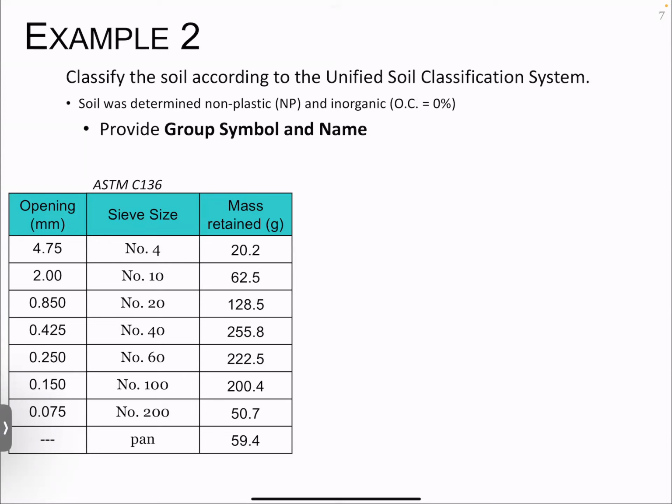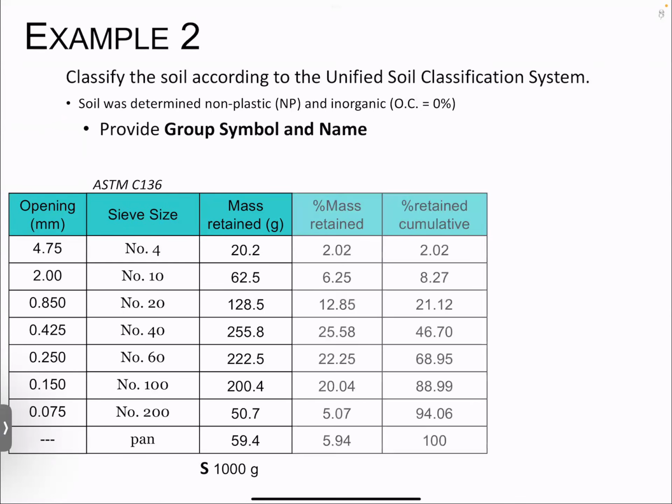So that's all good data, but what we need to plot is the cumulative retained or the cumulative passing. In order to do that, we would first need to sum up and determine the total amount of material that we passed through our sieves. So that's 1,000 grams. Then we look at it in percentages, the percentage of mass retained on each individual sieve. And it's a nice even number because we have 1,000 total grams. Normally it wouldn't just move the decimal place over.